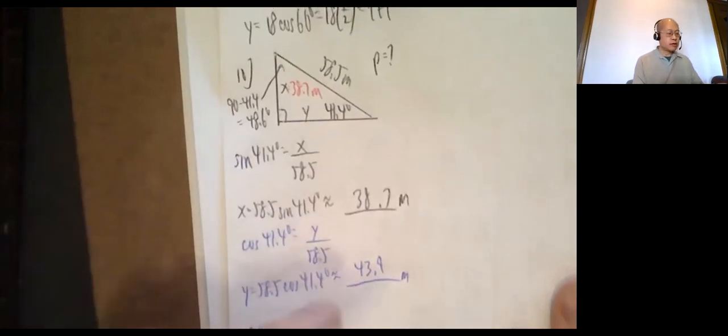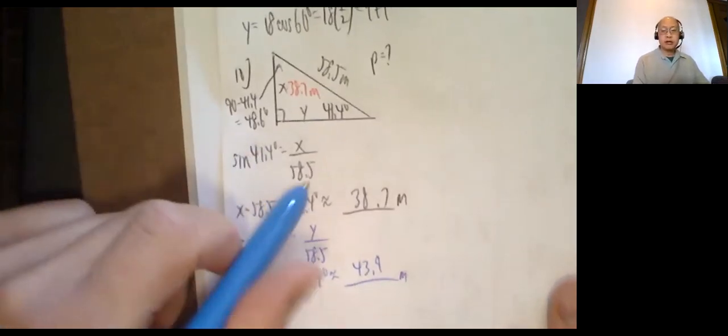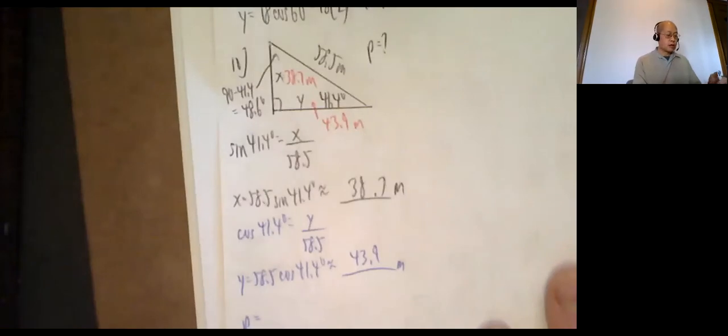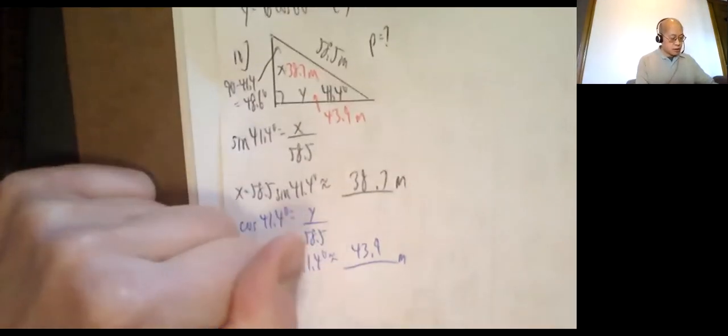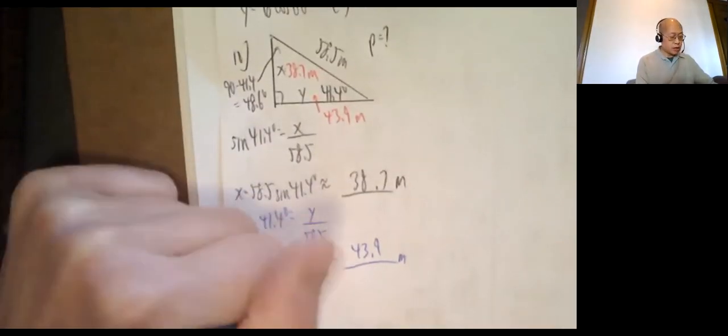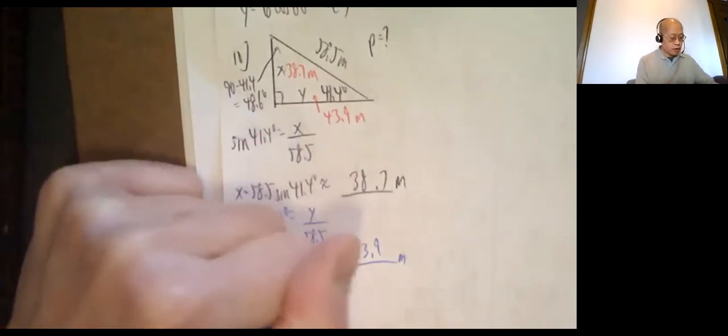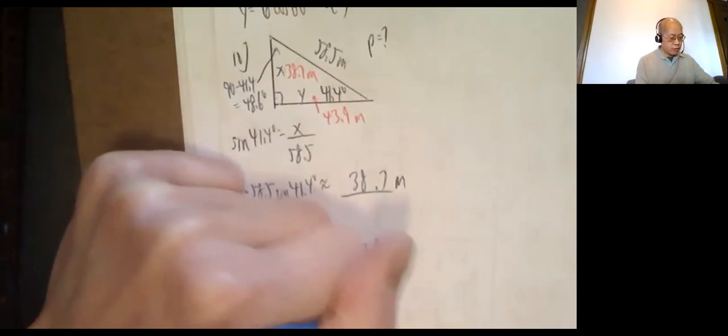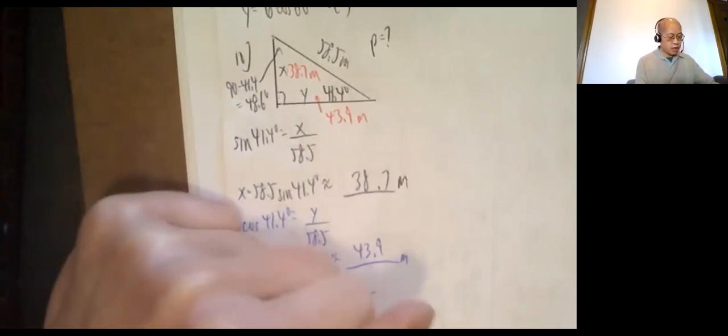So we know that was 38.7. The picture's getting too cluttered up here. This is 43.9 meters. All right, so perimeter is 38.7 plus 43.9 plus 58.5 equals so many meters.